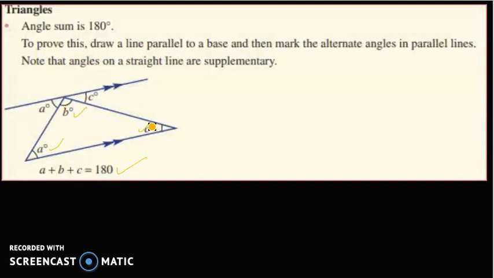Why should the sum of the angles be 180? There is a proof of that, and that is you just draw a line parallel to the base of this triangle. As the two lines are parallel, the alternate angles A and A will both be equal. Similarly, C and C will be equal, and B is here, so A plus B plus C is 180. That is why A plus B plus C will be 180.